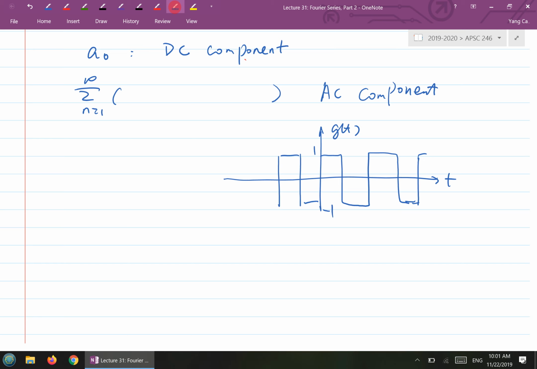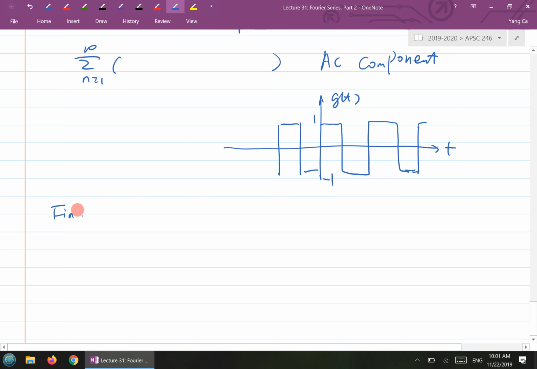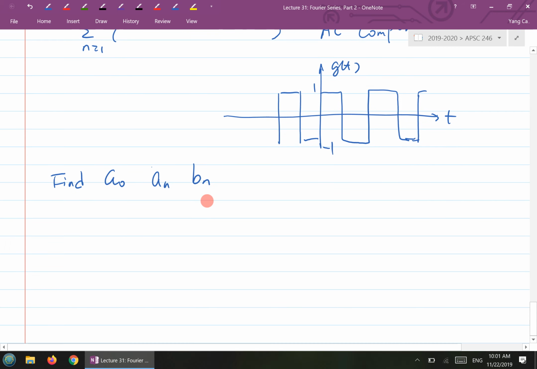Now we do have a formula for calculating this, and I'll show you the formulas. The idea is we need to find a naught, b n, and a n. First, let's look at a naught. To find a naught, here's what we're going to do. We're going to integrate this periodic function from 0 to its period t naught.